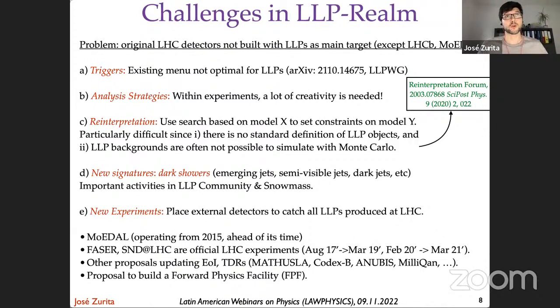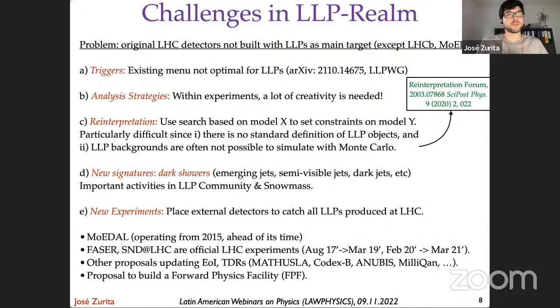And there's a lot of effort ongoing in the reinterpretation forum that mostly was dealing with prompt signals, but now is moving to tackle the issues with LLPs. Now, there's this full new chapter that I hope to have enough time to discuss, which is dark showers. So this is a sort of new kind of signature that wasn't systematically explored before in these searches.